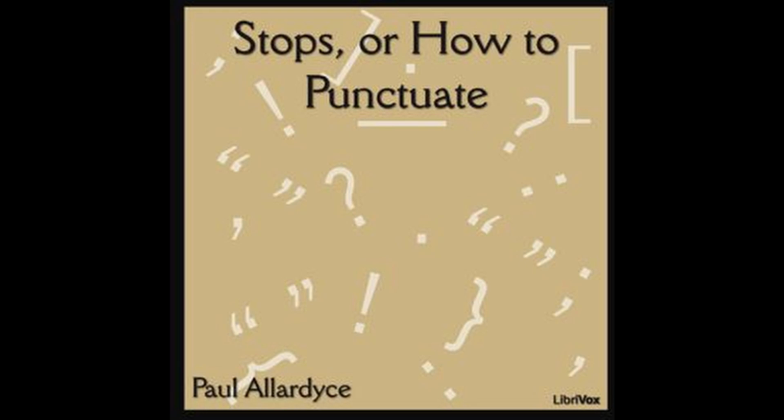Rule 30. Indirect questions are not strictly questions at all, and therefore should not be followed by a point of interrogation. Example. He asked me whether I had seen his friend, whether I had spoken to him, and how I liked him. If we restore these questions in the direct form, the point of interrogation is inserted. Example. He asked me, have you seen my friend? Point of interrogation. Have you spoken to him? Point of interrogation. How do you like him? Point of interrogation.